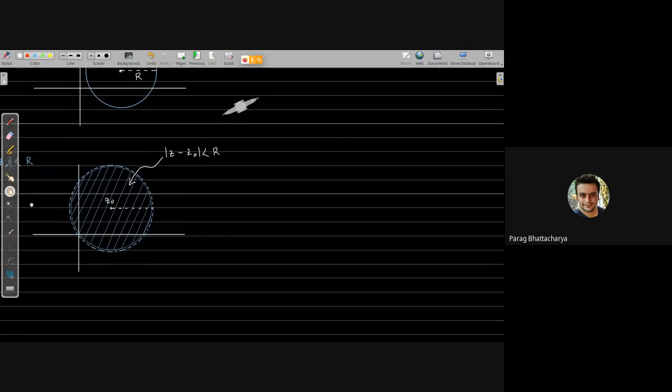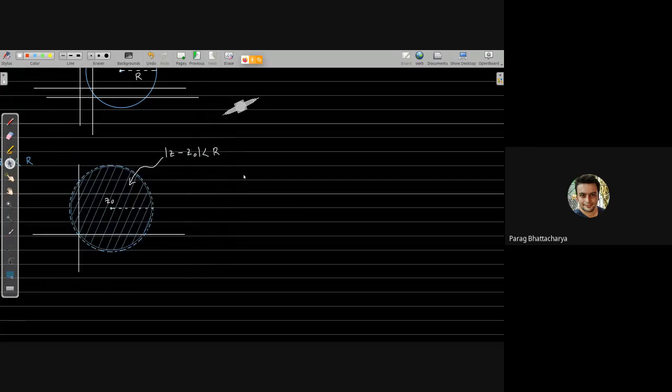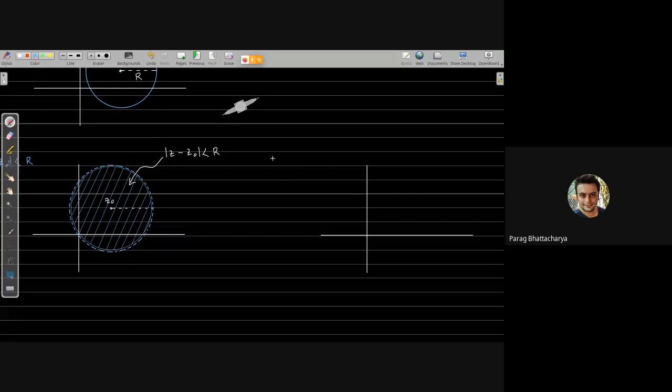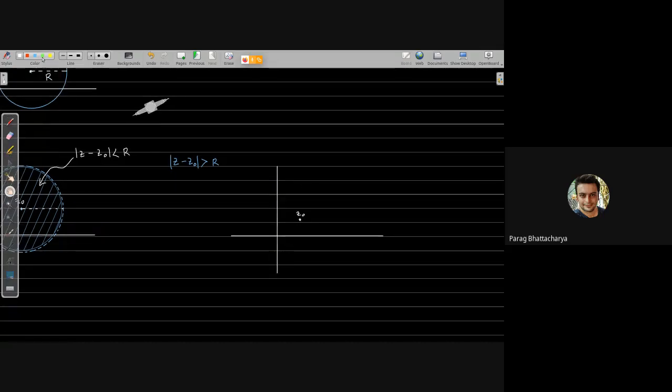Last case is, what if we have |Z minus Z naught| greater than R? So in that case, what happens? Here also, same as before, we will assume that this is our Z naught, and we will just draw a circle centered over here, slightly smaller.